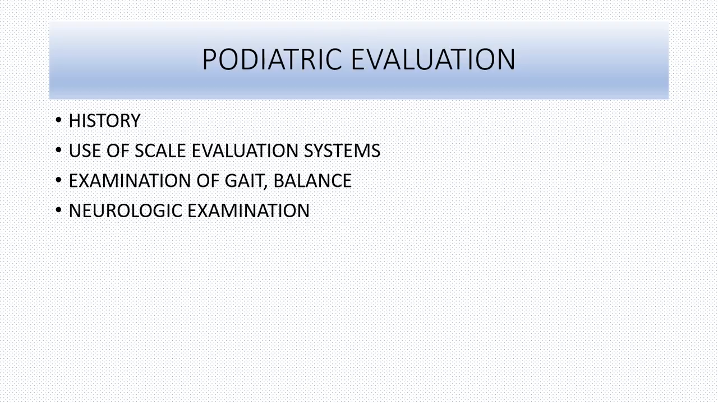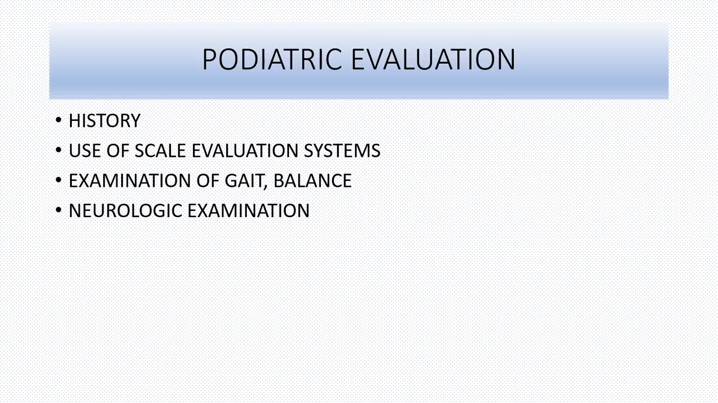So the podiatric physician can evaluate the patient several ways. The first is, of course, taking a history. And you may do nothing more than take a history and tell the family and the patient, I think you are at some risk for falls, and get that note back to the primary care physician. You may use various scales, and there are a number of scales and evaluation systems that are available for assessing patients for falls. You want to do a brief examination of gait and balance in the office.